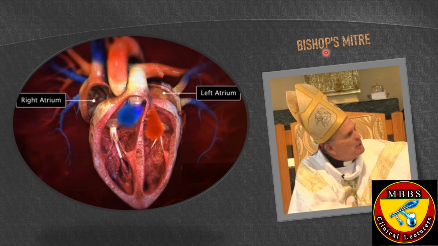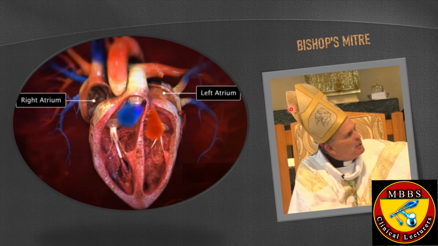Bishop means the governor of a church, and he wears the mitre. Mitre is actually a Greek word that means crown. So the governor of the church is the leader, so he has to wear a crown. That is why the cap worn by this church governor is called the bishop's mitre. Because the valve looks like this bishop's mitre, it is called a mitral valve.